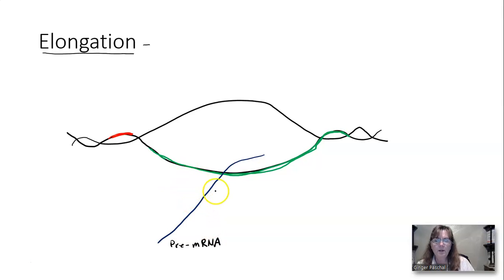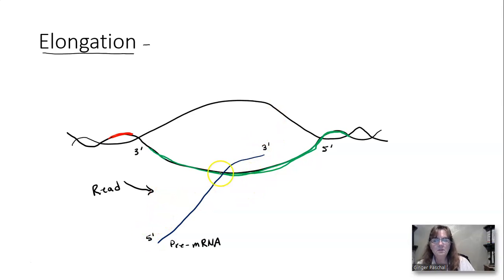So our pre-mRNA is here. So we're going to read the DNA in that direction. Since we're reading in that direction, this is the 3' end and this is the 5' end. Since this is the 5' end, this is going to be our 3' end of the pre-mRNA, and this is going to be the 5' end.